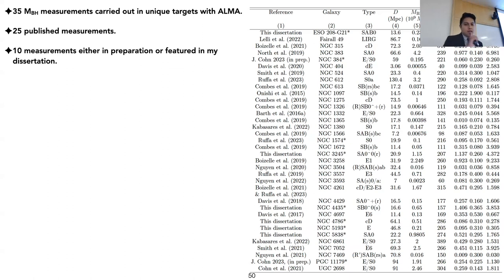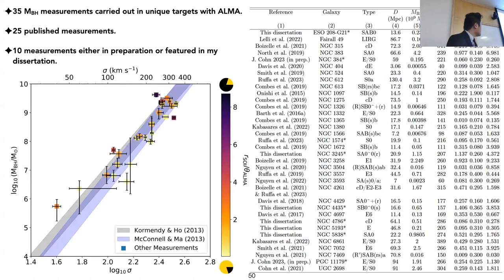And one thing I've done here is put all the past measurements that are not mine onto an M-sigma relation plot, with the log of the black hole mass on the y-axis and the stellar velocity dispersion on the x-axis. I've also color-coded them based on how well resolved the black hole sphere of influence is. Down here we're in the Pac-Man regime, I say, and then the anti-Pac-Man regime here. As you can see, most measurements are made in that Pac-Man regime. The stars are dominating the gravity.